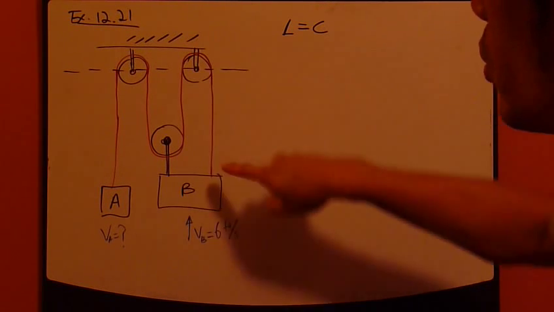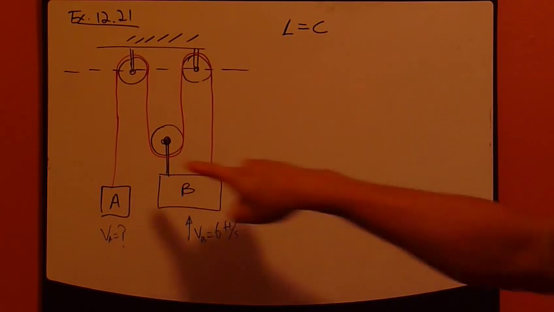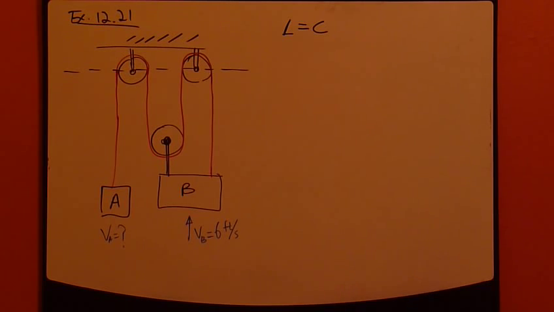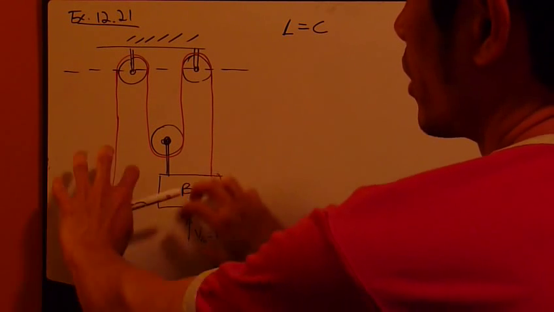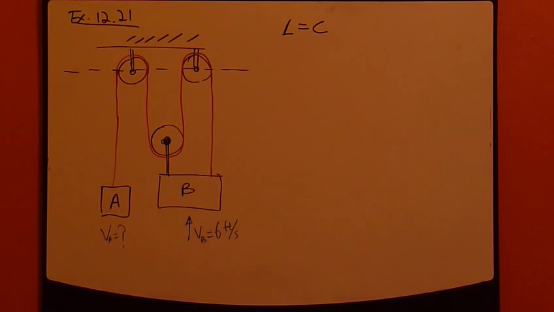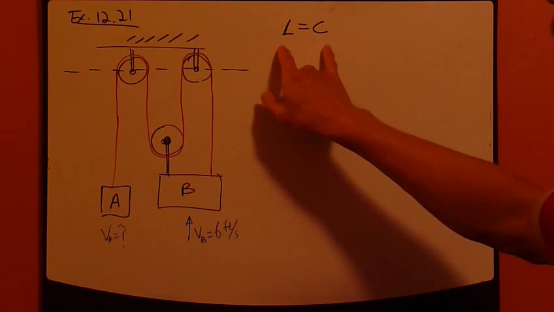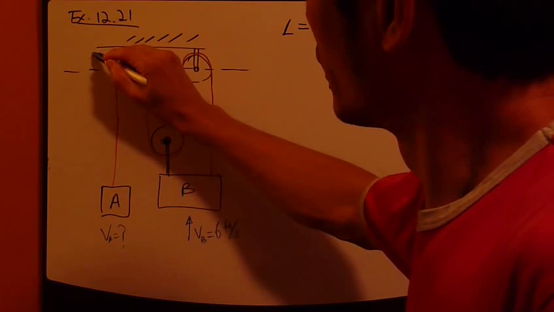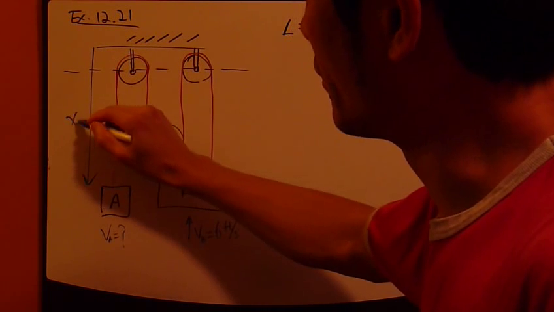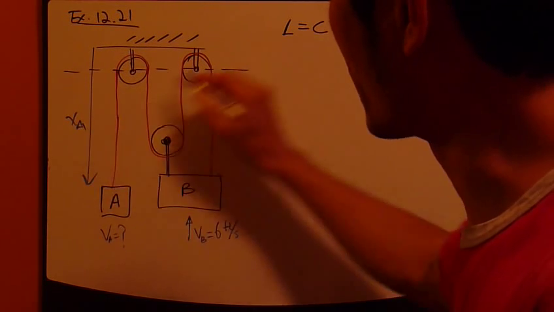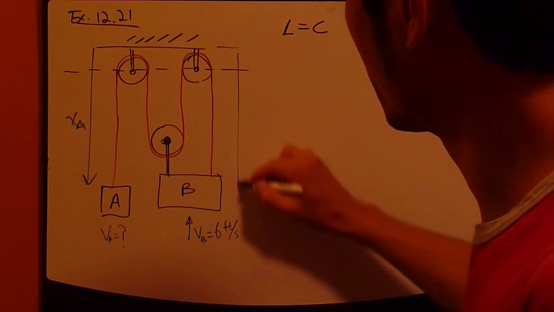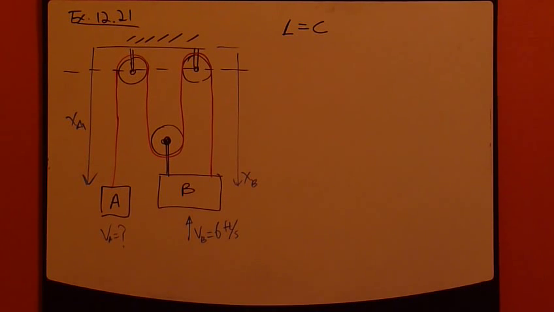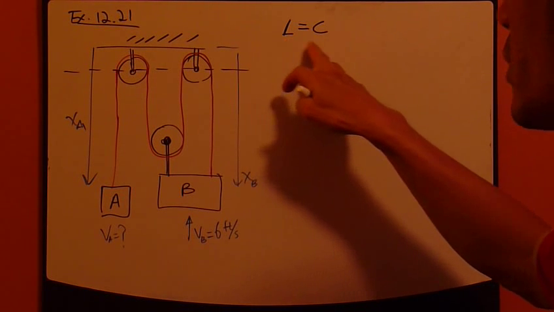Here we have a single cord, one cord. So the length of this cord is always constant, no matter where A and B are. So from this, let's rewrite that in terms of XA and XB. So with L, cord length equals constant.